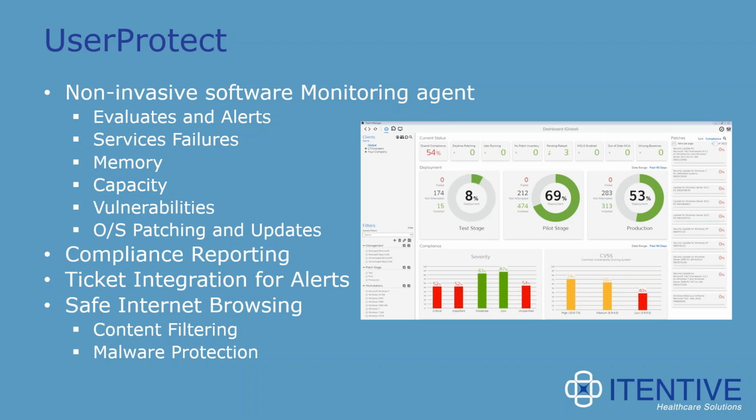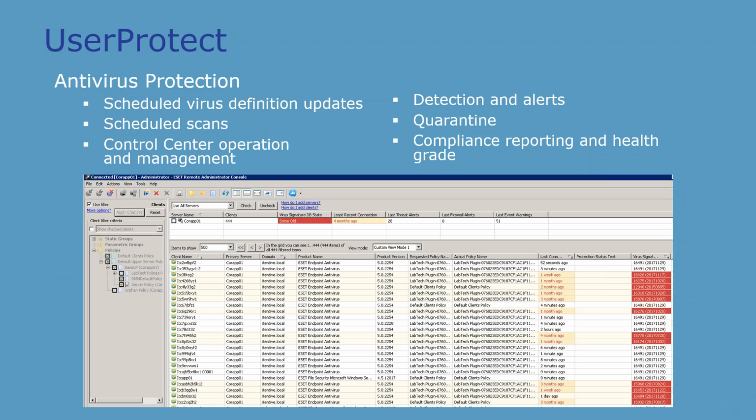So UserProtect is non-invasive software monitoring agents that protect the user. So it evaluates and alerts. It looks for services failures. It's constantly checking your memory, your capacity, your vulnerabilities, and it looks for OS patching and automatic updates. Provides compliance reporting, ticket integration for alerts, as we talked about in the other areas, and then once more, safe internet browsing, content filtering, and malware protection. So this is basically at all of the various levels that you can put in. So all those 3 levels we talked about, this is going to actually help you in another area as it relates to the UserProtect.